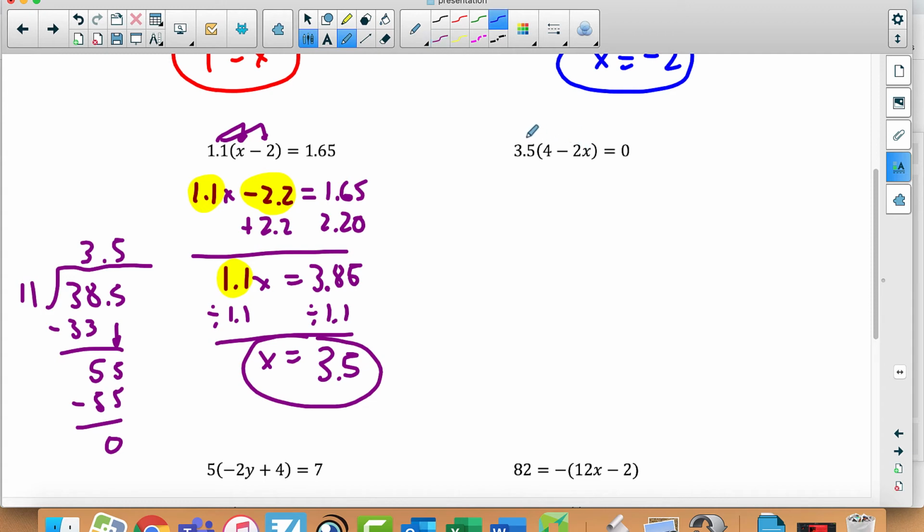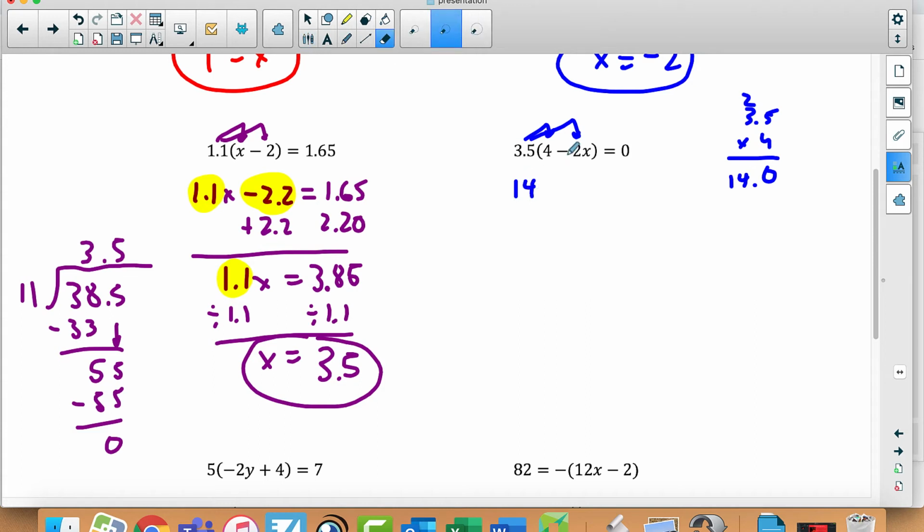Okay, here's another one. They're all the same today. We're using the distributive property to start. So we're going to go 3.5 times 4. We could do that long multiplication if you want. 4 times 5 is 20. 4 times 3 is 12, plus 2 is 14. And we need to move the decimal over one spot, right? We want one number after the decimal. So you get 14.0. But 14.0 is the same as 14.